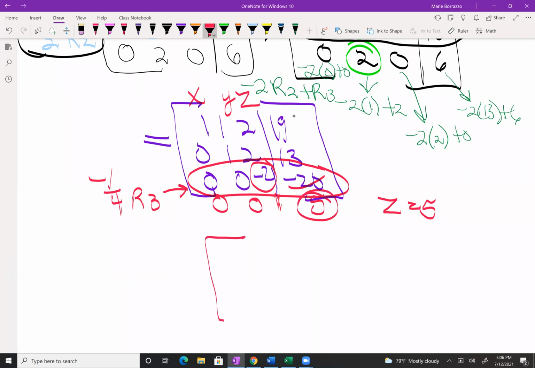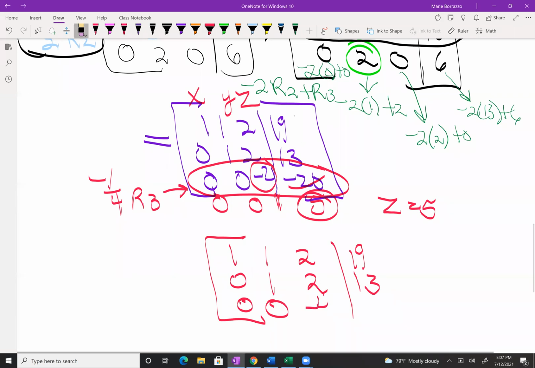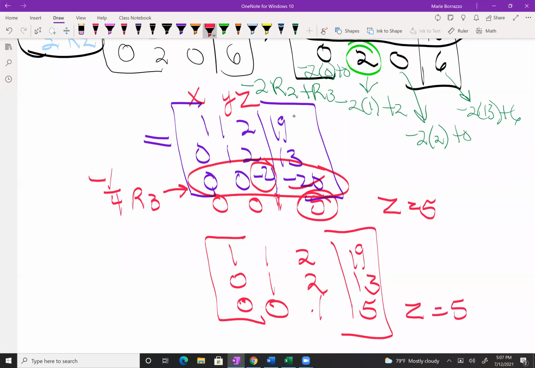Because my new matrix is, again, 1, 1, 2, 19. I have 0, 1, 2, 13. I have 0, 0, 1, because we solved for this, 0, 0, 1, and 5. Because these are both zeros, that's why I say that z is 5 and there's no question.